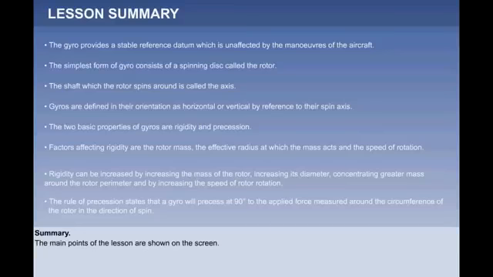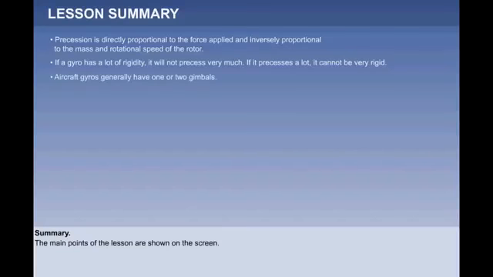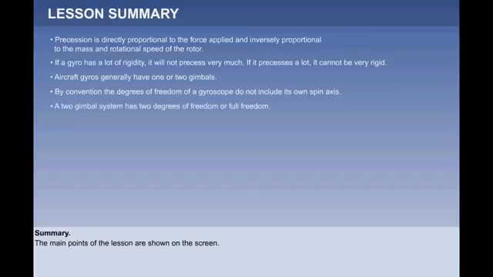Precession is directly proportional to the force applied and inversely proportional to the mass and rotational speed of the rotor. If a gyro has a lot of rigidity, it will not precess very much. If it precesses a lot, it cannot be very rigid. Aircraft gyros generally have one or two gimbals. By convention, the degrees of freedom of a gyroscope do not include its own spin axis. A two-gimbal system has 2 degrees of freedom, or full freedom.